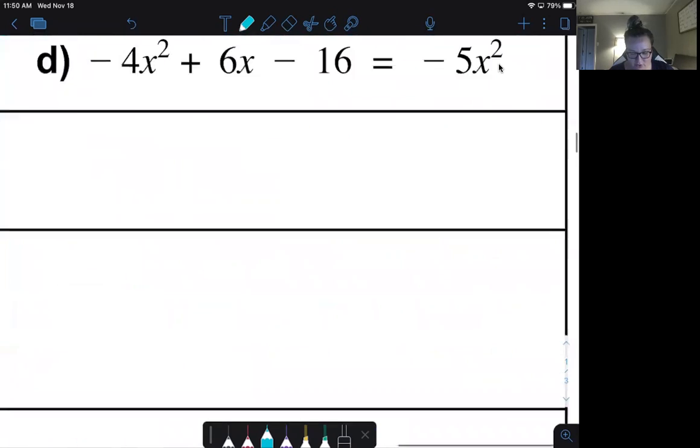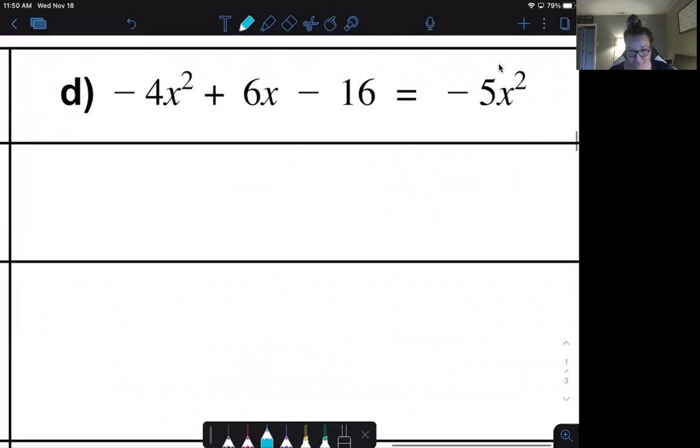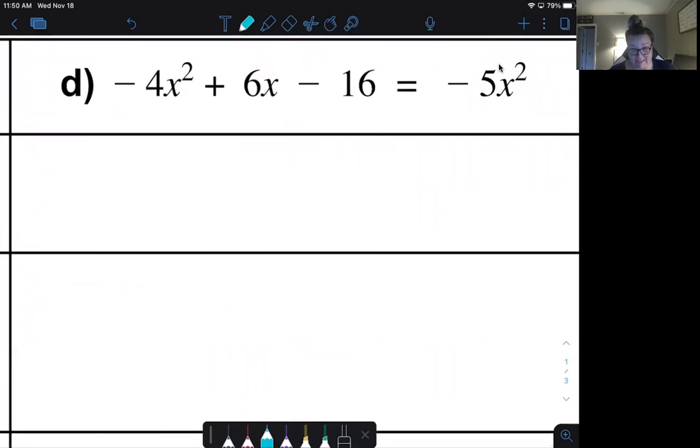All right, why don't you go ahead and do part D by yourself as well. -4x squared plus 6x minus 16 equals -5x squared. And before you get started on this, just a heads up, we are going to add an extra problem, part E, after this. So make sure you watch the Edpuzzle all the way through the end for that extra problem.